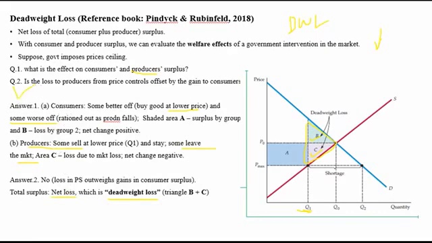And to answer the second question, whether the loss to producers from price control is offset by the gain to consumers, the answer is no, because the loss in producer surplus will outweigh the gains in consumer surplus. Okay, fine. Let's go to the next question.